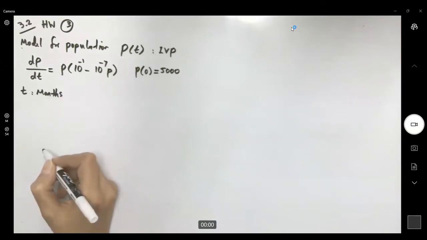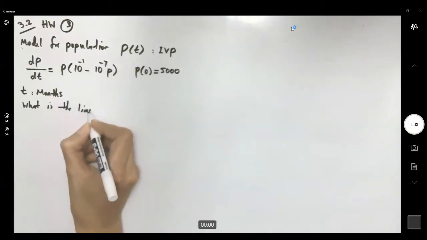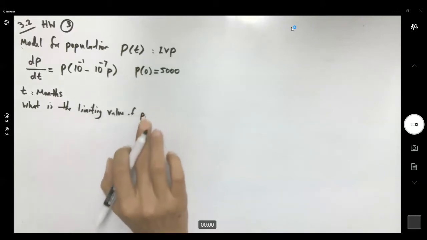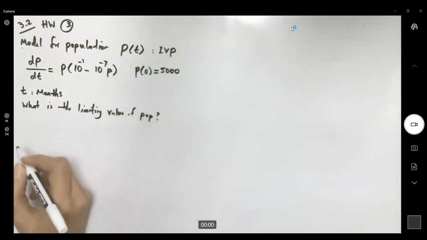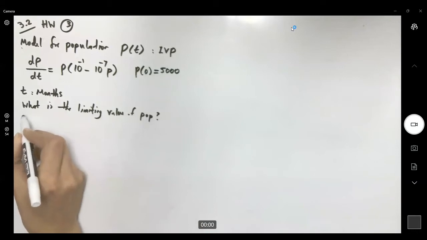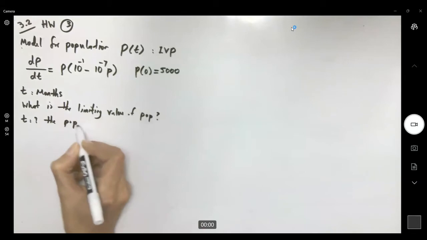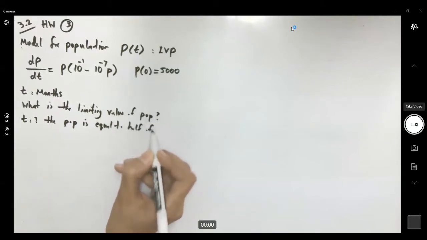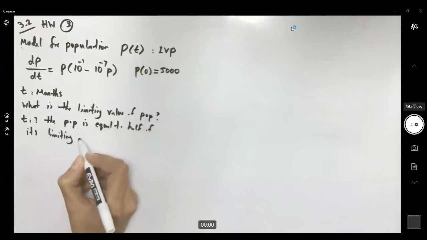The question says, what is the limiting value of the population? And at what time will the population be equal to 1/2 of its limiting value?